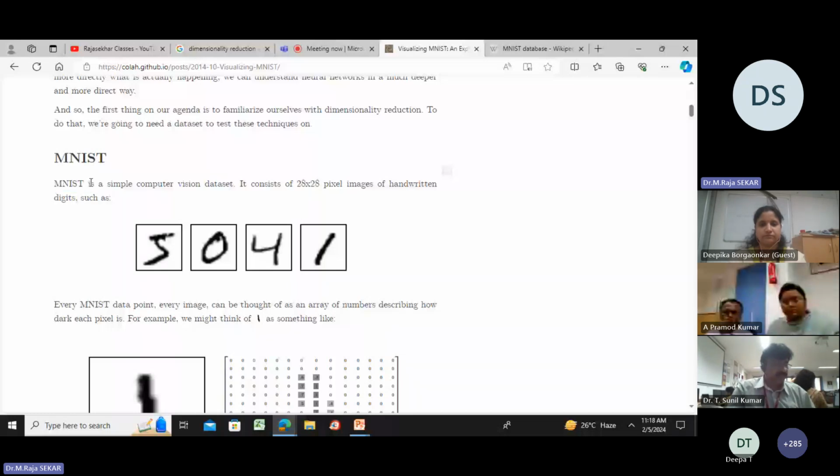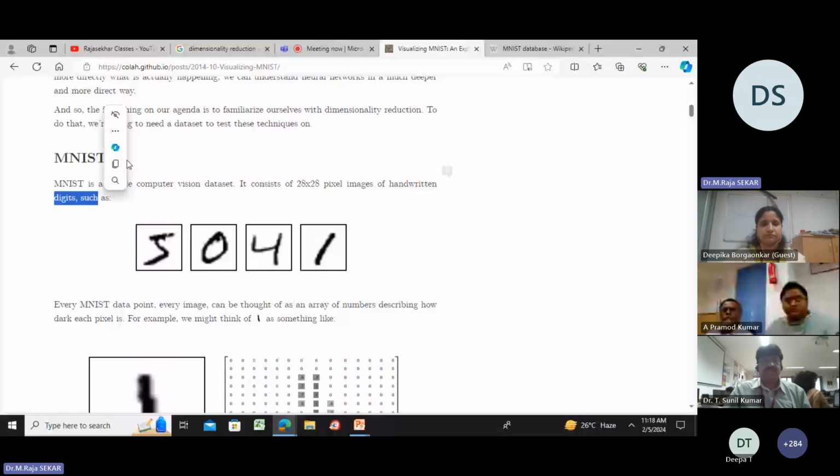What it says basically, I request participants to mute yourself. This is basically a computer vision data set. In this data set, I have images. What is the image size? Each image size is 28 by 28 pixels. What are these images? Basically, these are handwritten digits.